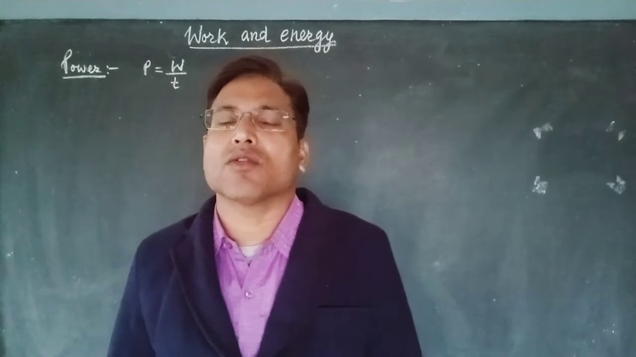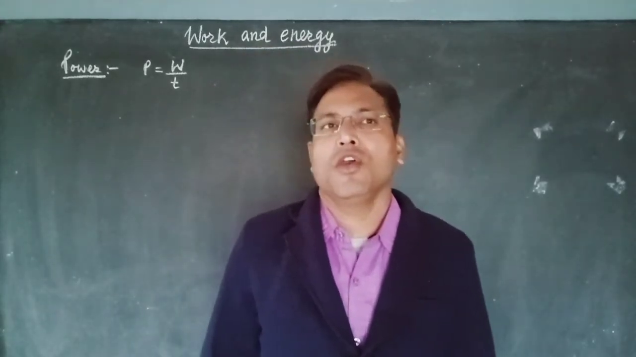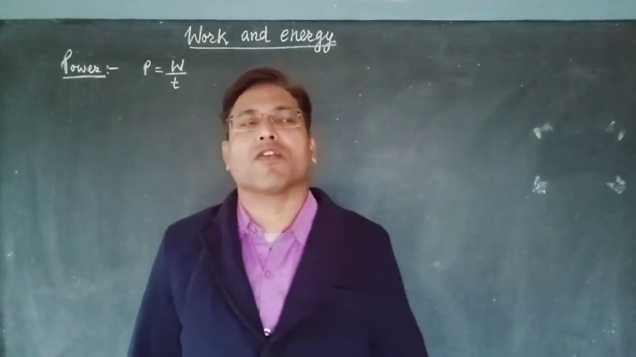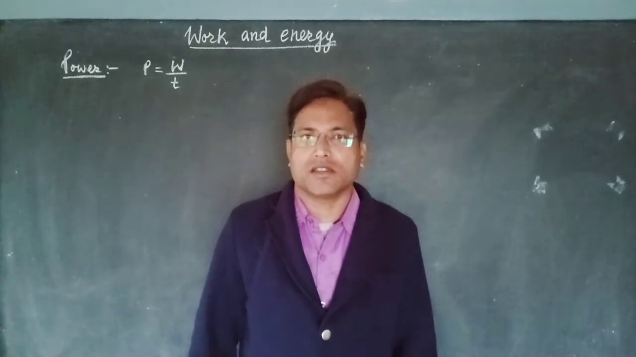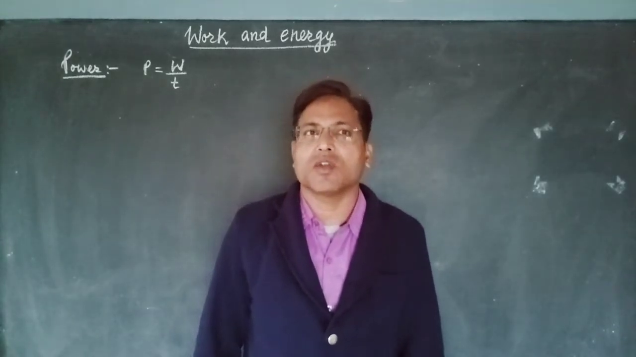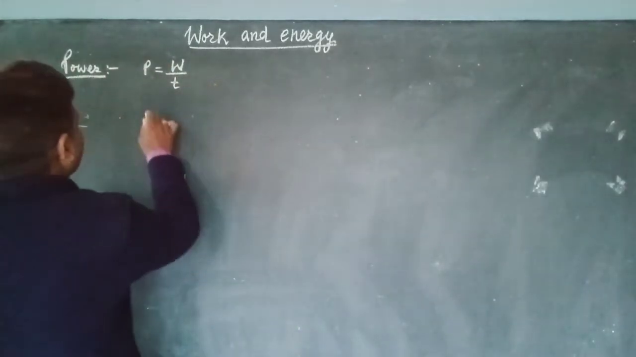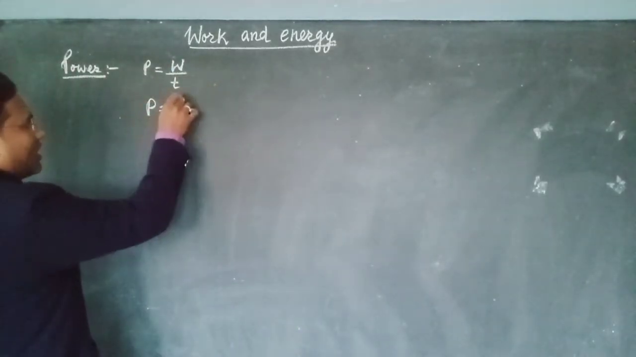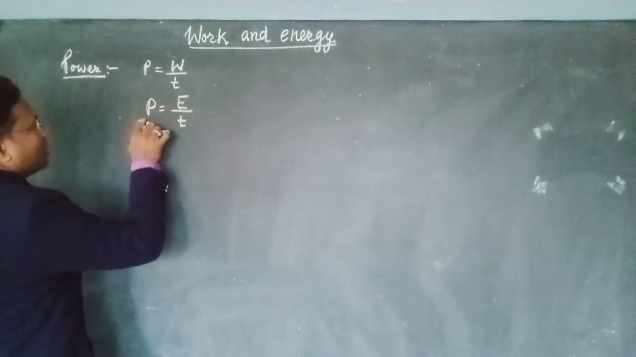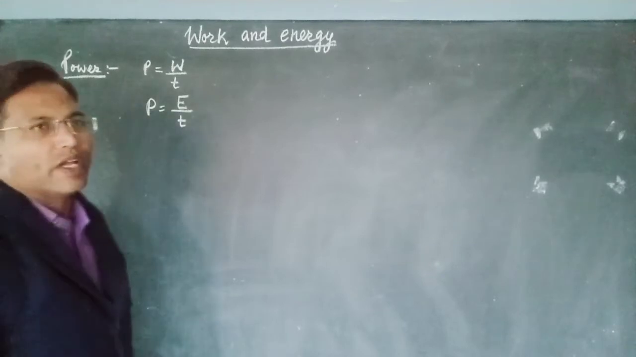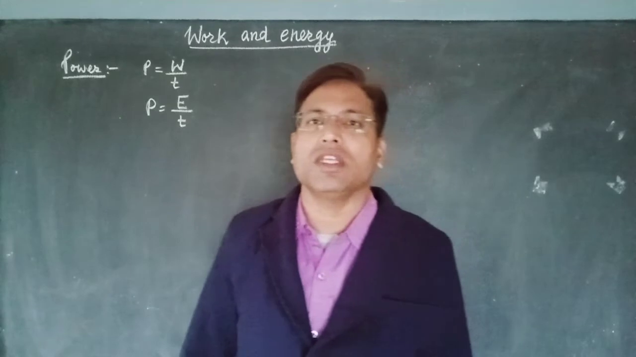Or power can also be defined as the rate of consumption of energy. For example, if we talk about the power of an electric bulb or any electrical appliance, then power is equal to energy consumed by time taken. In that case, we denote power by P, energy consumed by E and time taken by T, then power is equal to energy consumed by T. That means power P is equal to E by T.